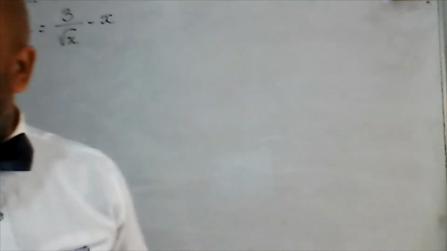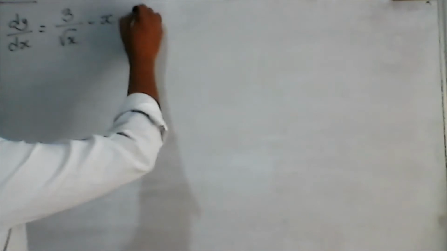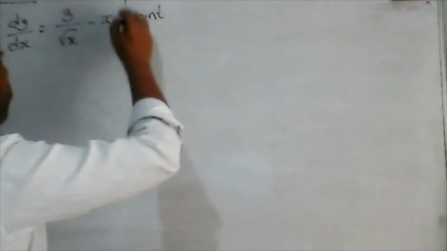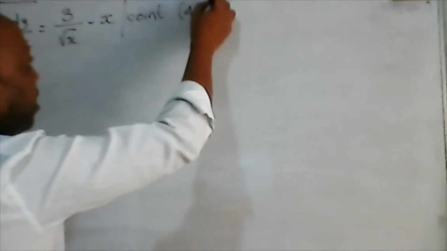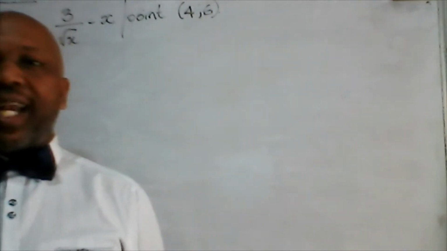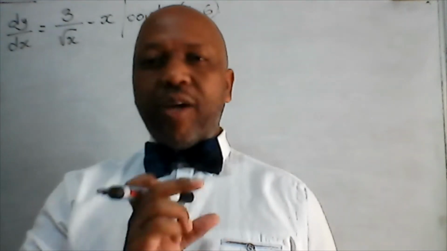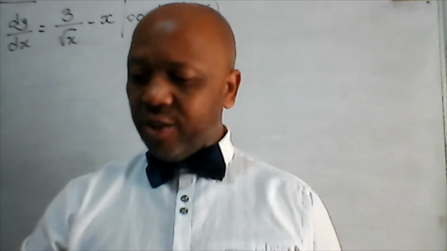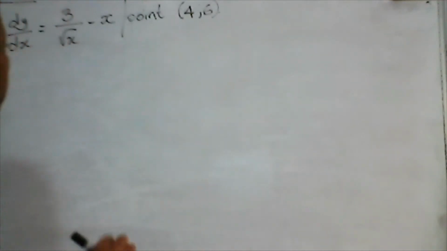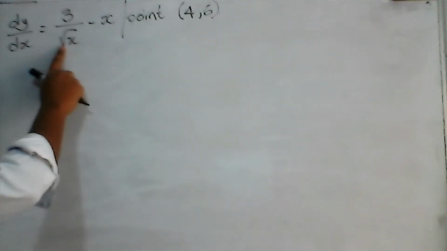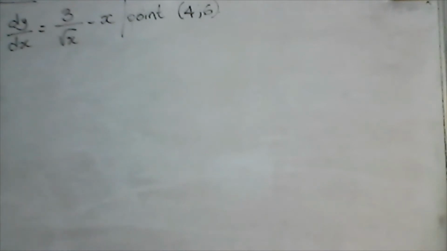We are given another piece of information here. This curve passes through the point (4, 6). We are going to use that later. First, let us find the arbitrary solution to the curve that we are looking for. Before we even go there, I don't like the square root. Let's change it to be x to the power half.